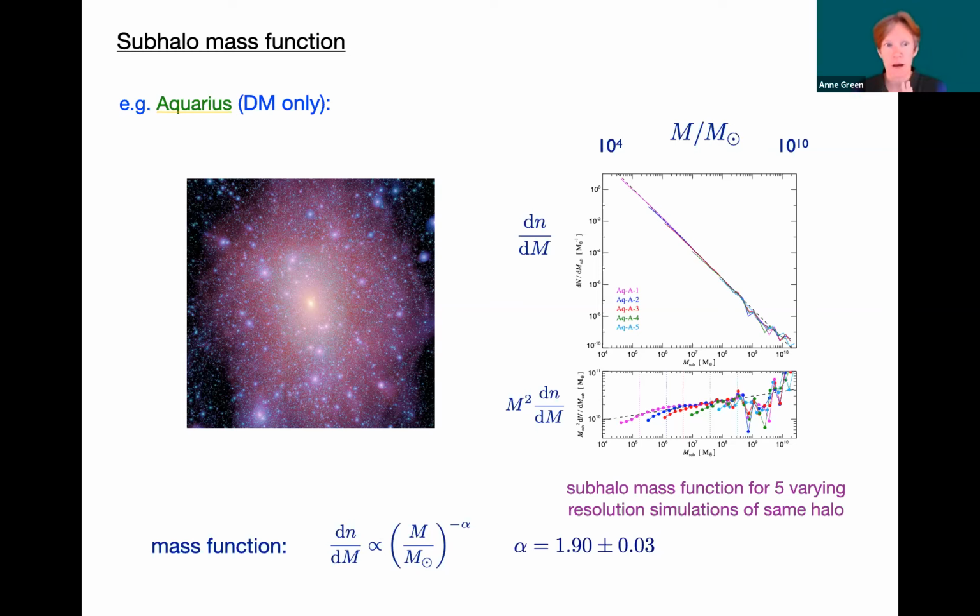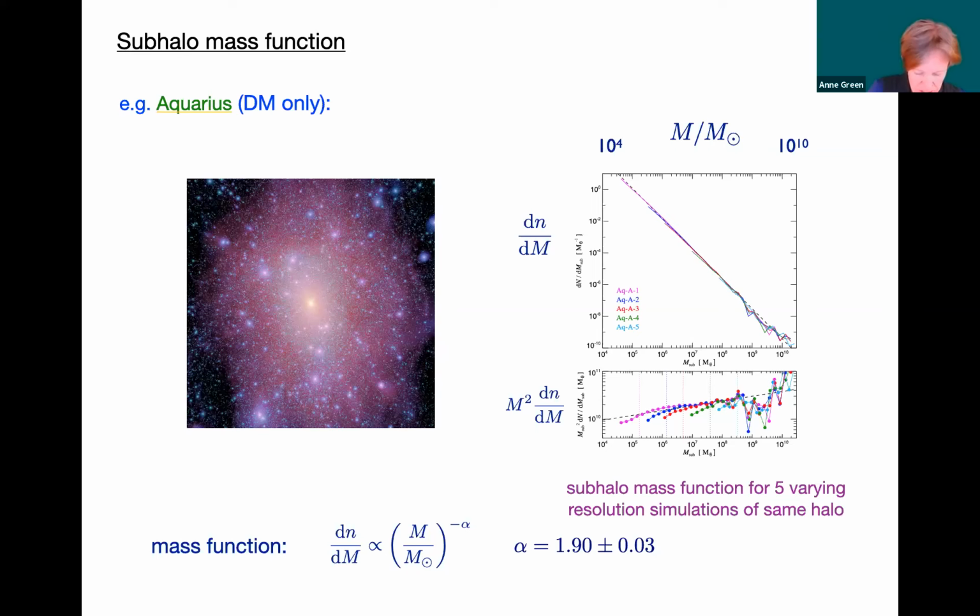So for most things I'm going to talk about today with results, I'm going to tell you first what we see in dark matter only simulations, and then how it changes when you add baryons into the simulations. So we're going to start off by looking at the bulk properties of subhalos. These are the smaller dark matter halos within bigger ones.